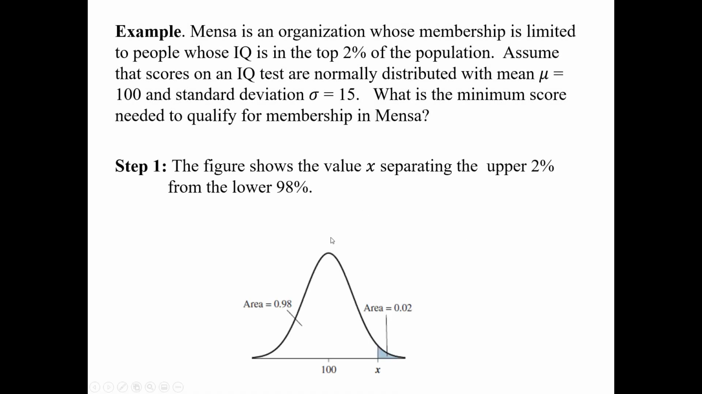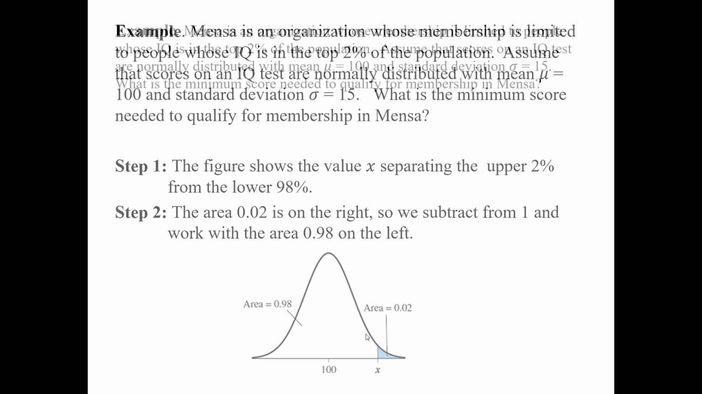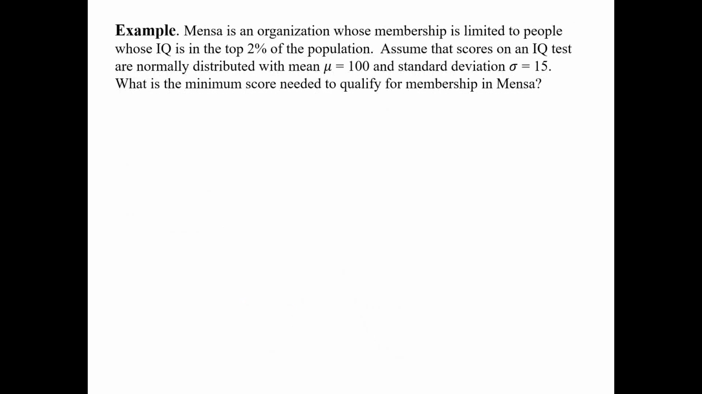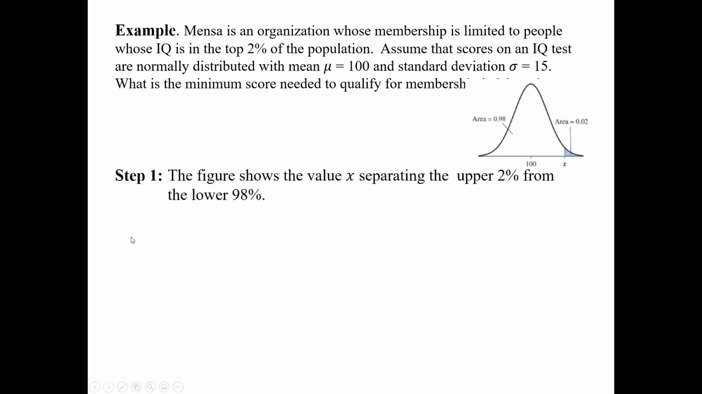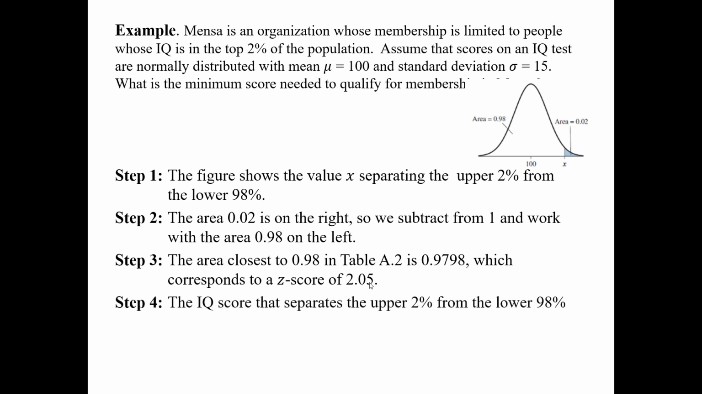So this is a shading of it. It shows the value of x separating the upper 2% from the lower 98%. The area in the upper tail is 0.02, as I just told you in the z-score table, the standard table. So subtract from 1. 98% is to the left of it. So now we have the z-score of 2.05. We can now plug and chug and solve for x.